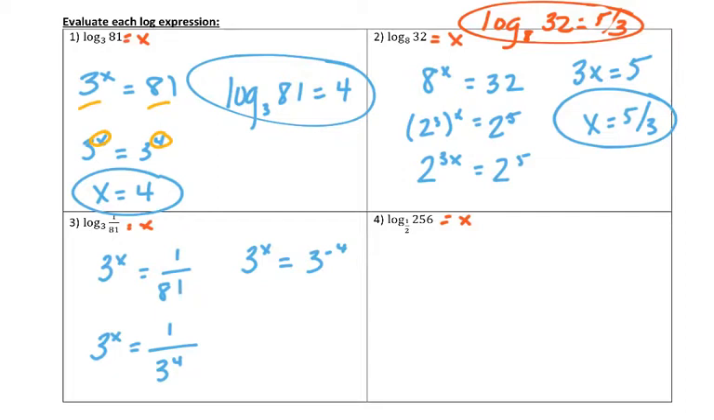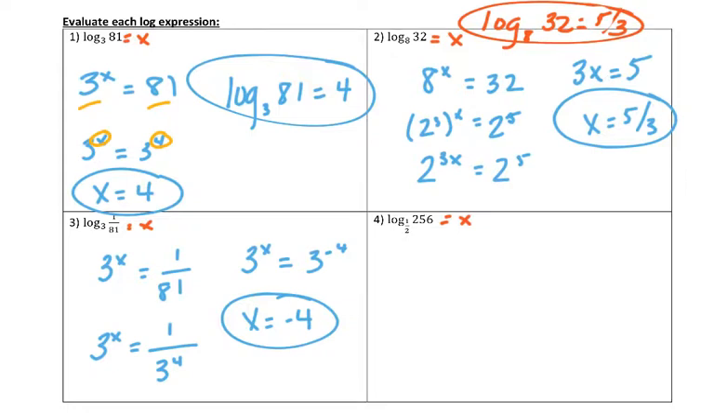Okay, so we have the base is 3 on both the left and the right. So now we know that x equals -4. And then that's the solution there. Or I guess not technically the solution, it's evaluating that logarithm. And what you're actually answering here is 3 to what power gets you 1 over 81? 3 to the -4th power gets you 1 over 81. That's what you're doing here to evaluate a logarithm.